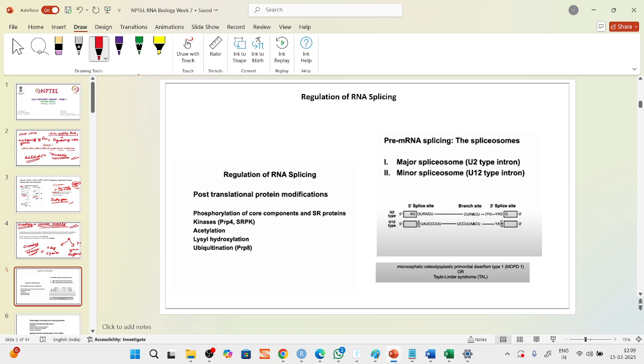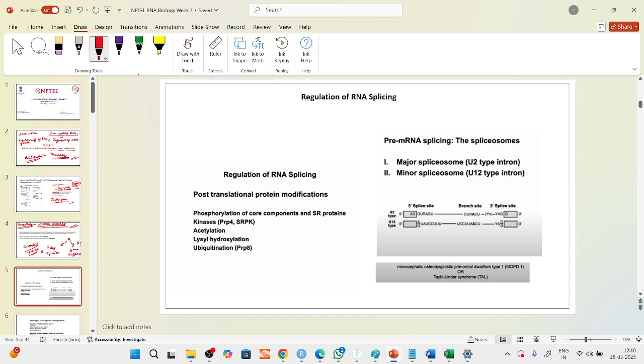Next is the regulation of RNA splicing. We have talked about RNA splicing, that RNA splicing itself is a post-transcriptional regulation. That means it controls whether the transcription has happened properly, and it will remove the introns and make the pre-RNA into a mature RNA. But this splicing event is also regulated. Okay. So post-translational and protein modification. So how does this happen?